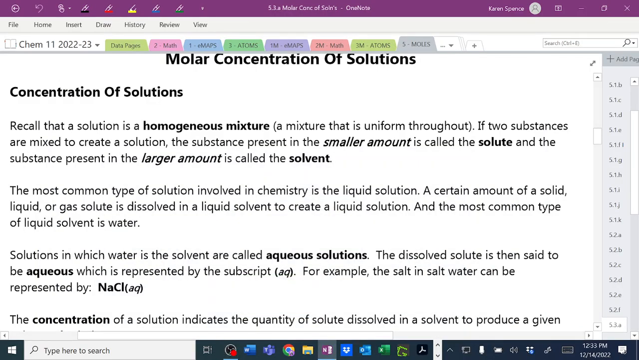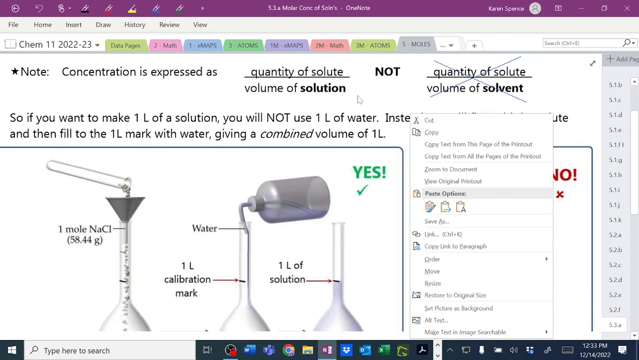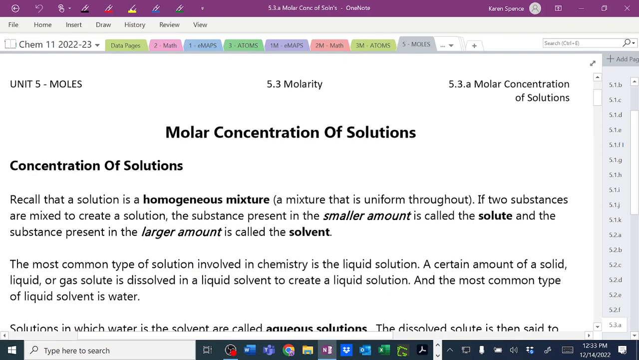This is page... oh, it doesn't want to move for me, hang on. That is page... somebody said 78, no, it's 55, 55, 55.